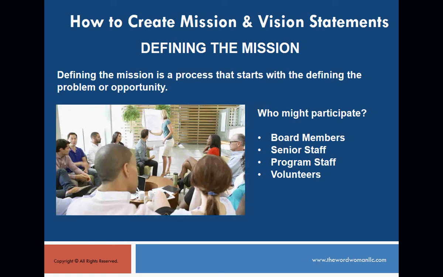If your organization currently exists, then senior staff members or program staff members, folks who are actually delivering on the work, and then also volunteers might be at the table to provide their insight as well.